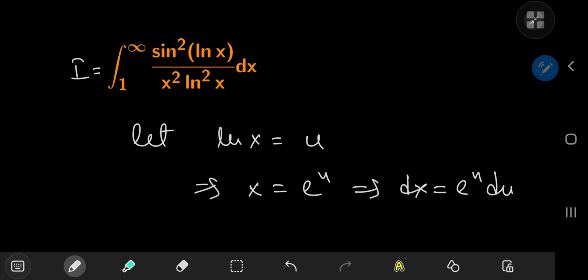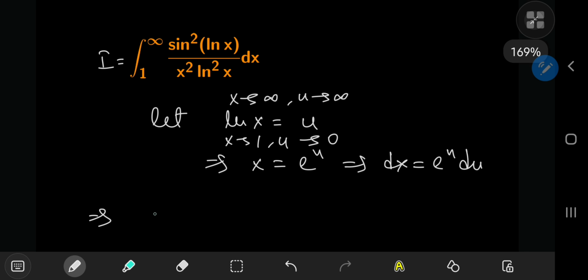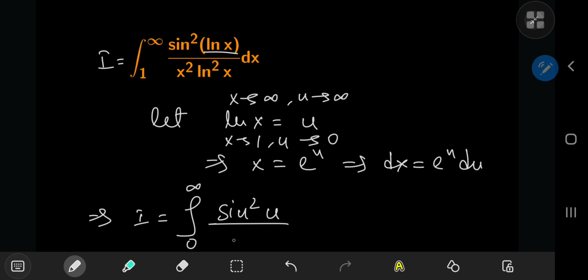And what about the limits of integration? Well, as x approaches 1, u, which is the logarithm of x, will approach 0, correct? And as x approaches infinity, u will approach infinity as well. Okay, this is cool. So that means our integral I in the u world is the integral from 0 to infinity of the square of the sine of log x, which is now u, divided by x squared, which is e to the u squared, so that's e to the 2 times u, times the square of the logarithm of x, which is u squared, and the differential element transforms into e to the u du.